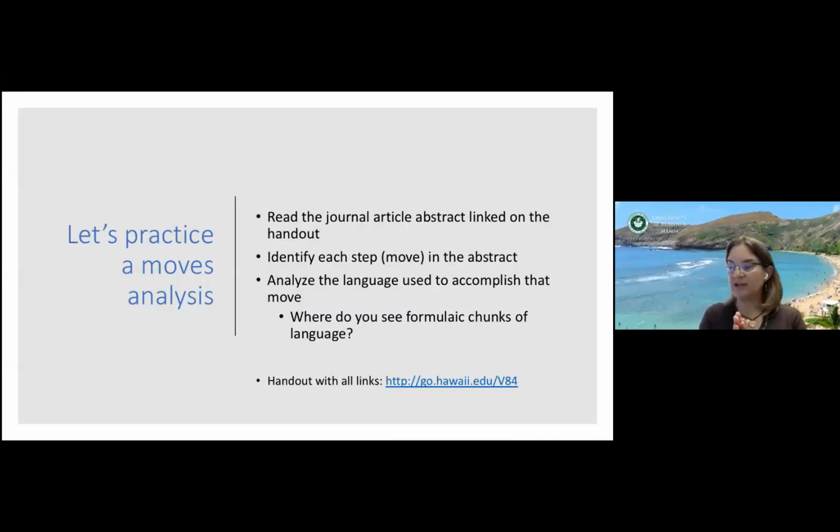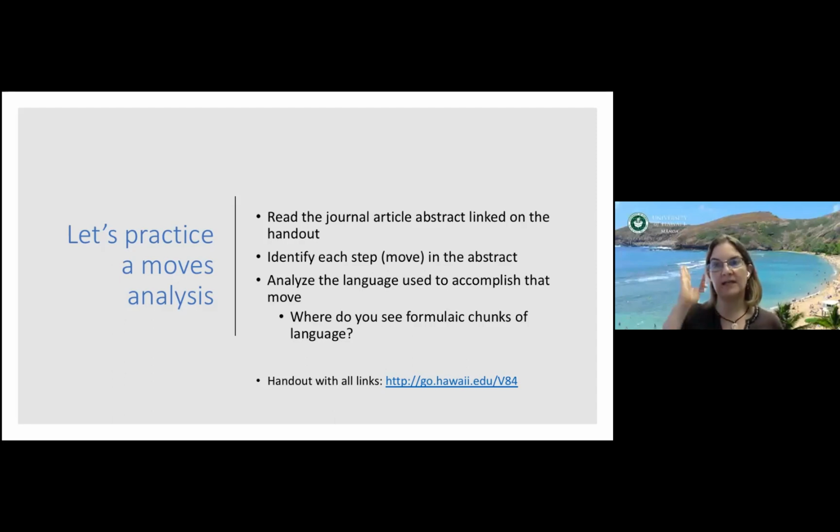So briefly, very, very briefly, I'm going to have you click through to a journal article abstract that's linked on your handout. It's about graduate student writers, by the way. So if you're interested, you can go ahead and read it. You don't have to download the article, just look at the abstract. And see if you can break it down into moves.